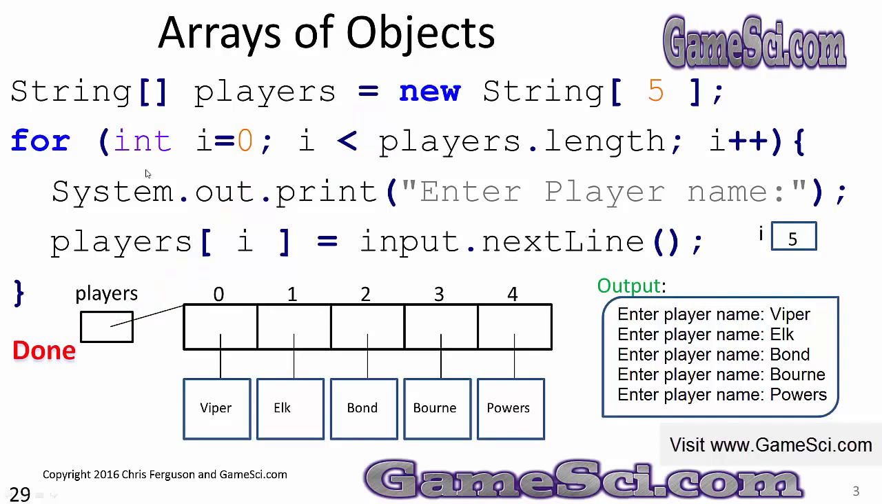Now this is a pattern. Get used to this. Int I equals 0, I less than array.length, I++. This loop will be repeated over and over. Whenever you want to go through every slot of the array, repeat this loop. The only thing you have to change is the name of the array.